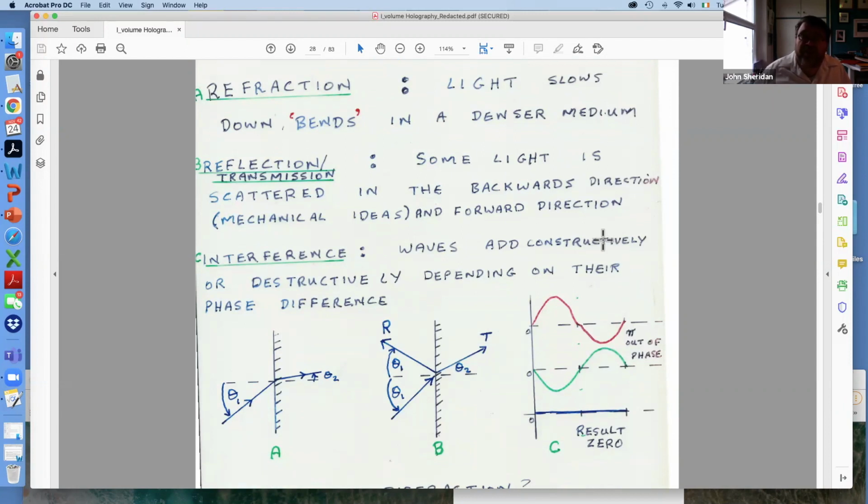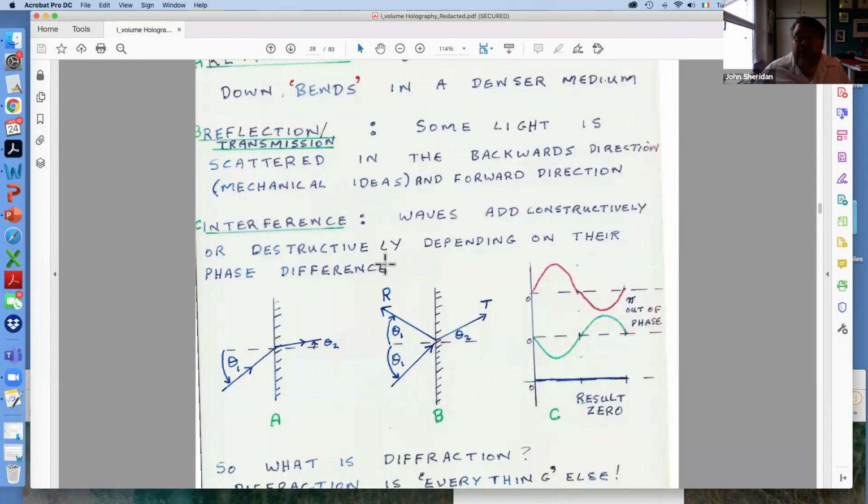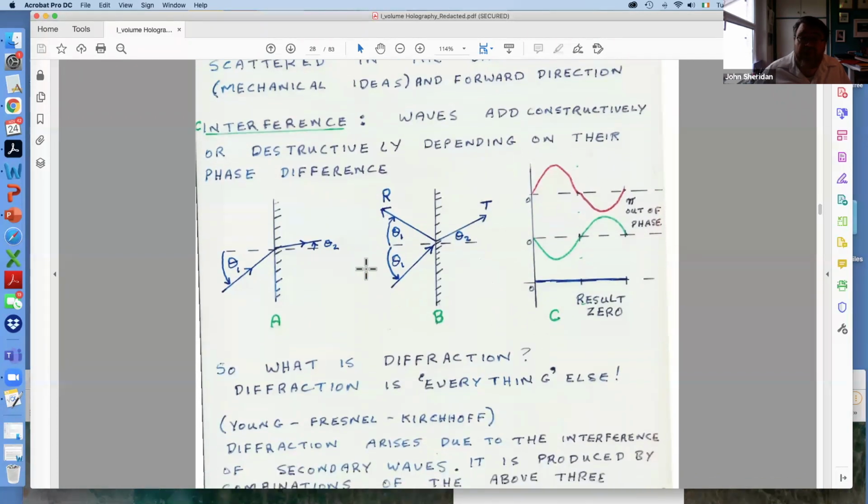And this idea that we've got an incident beam and we've got a reflected beam, a specularly reflected beam, and light scattered in the backward direction. And most of you are reasonably happy with the idea of interference. So again, we've got two beams out of phase and they're going to interfere with one another. And I've got them illustrated here.